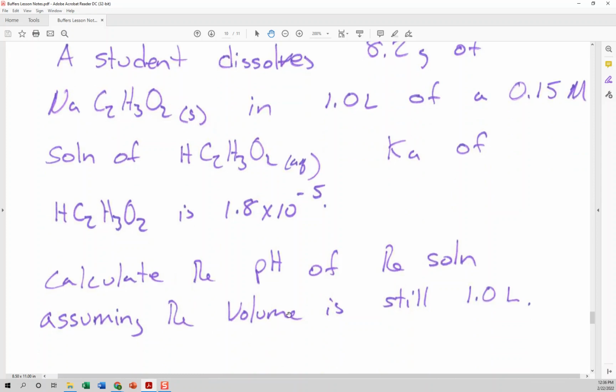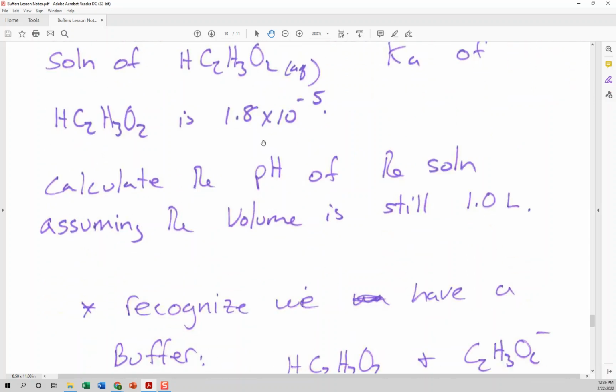So they say we took this solid salt and added it to 1 liter of the solution, but assume the volume is still 1 liter, all right? So all we have to do is figure out the molarity of acetate from this 8.2 grams of sodium acetate that we add. We have the molarity of acetic acid, and so now we just plug into the Henderson-Hasselbalch, all right?